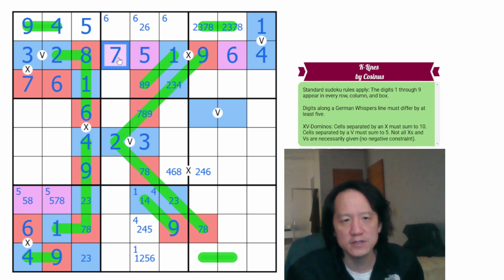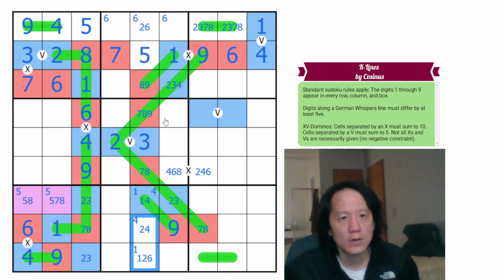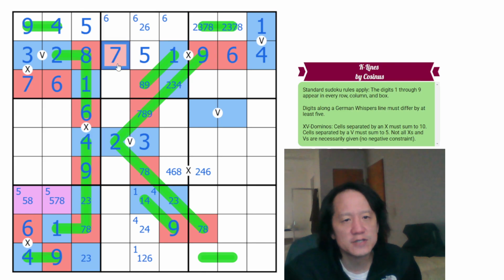So again, you don't have to worry about them being pink. We have one high and another high here. These can no longer be 5. The 7 cannot be here because we have a 7 here. The 7 can't be here. Therefore, where is a 7 in row 1? It has to be one of these cells on the German whisper line.